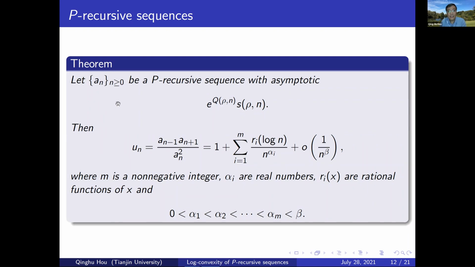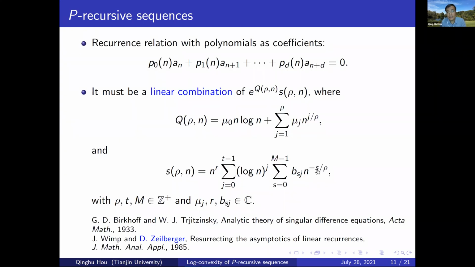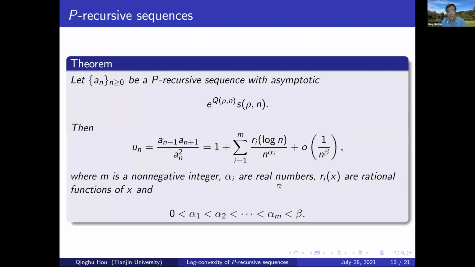Now with this asymptotic expression, we can prove this result, which gives the form of u sub n, the ratio. It must be 1 plus something. Here is a rational function of log n divided by n to the alpha's power. In fact, alpha is the same as here. Of course, we can order them in increasing order.